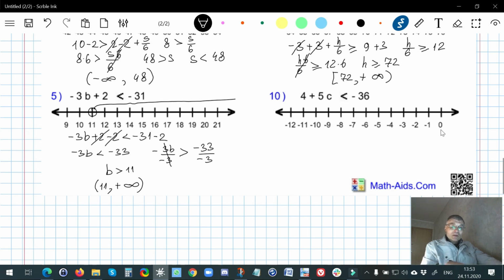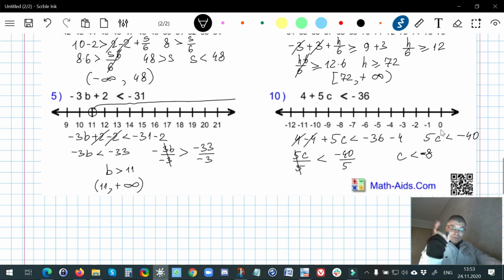This is again isolation, division, or multiplication. Isolation means that we subtract 4 from both sides. 5c is less than negative 36 minus 4. Here 4 cancels, and here we have 5c is less than negative 40. And then we divide by a positive quantity, so we don't change the sign. Negative 40 over 5. Here 5 cancels. We have c is less than 8.